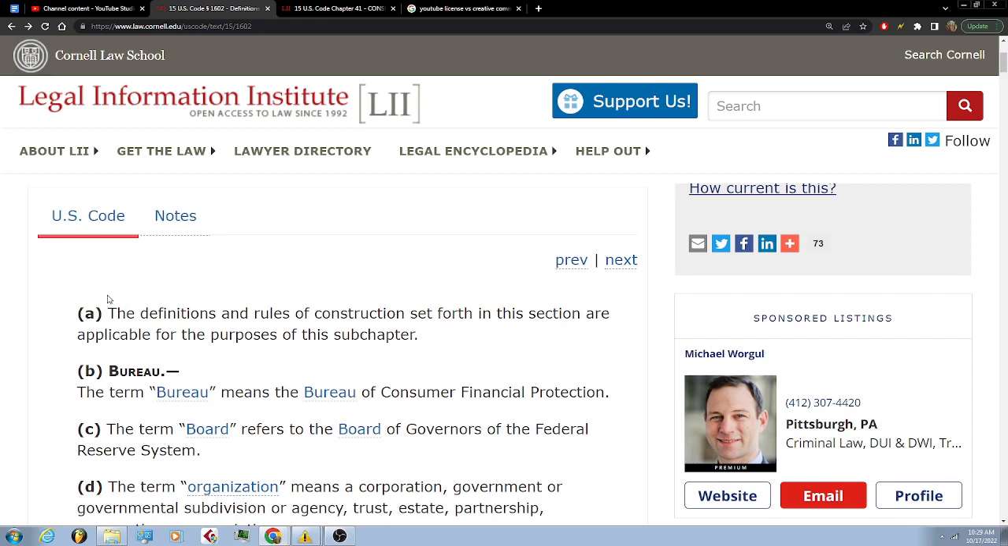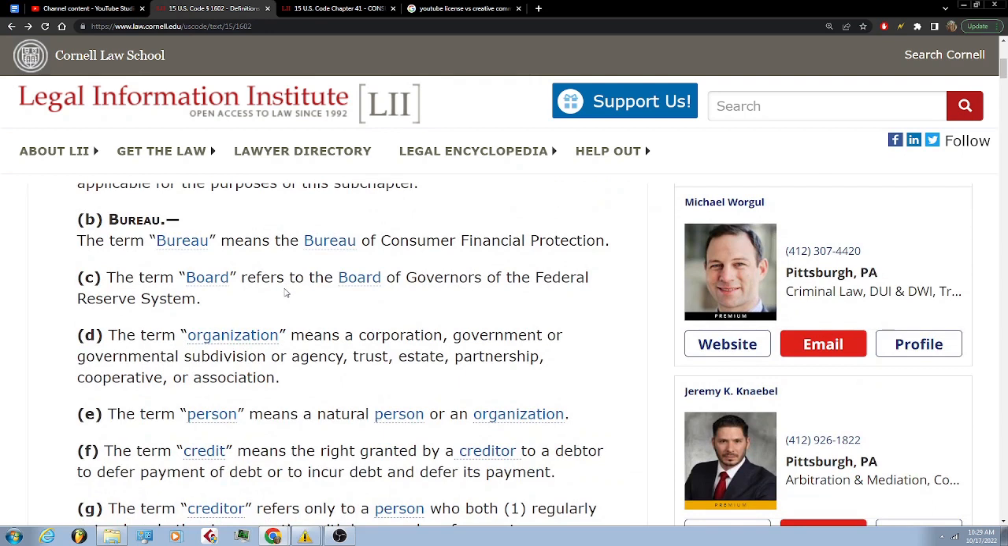The definitions and rules of construction set forth in this section are applicable for the purposes of this subchapter. B. Bureau. The term bureau means the Bureau of Consumer Financial Protection. C. The term board refers to the Board of Governors of the Federal Reserve System. D. The term organization means a corporation, government, or other governmental subdivision or agency, trust, estate, partnership, cooperative, or association.